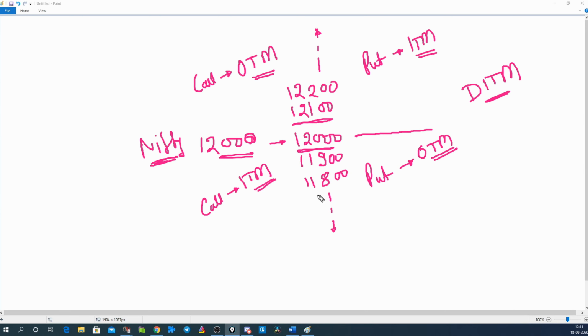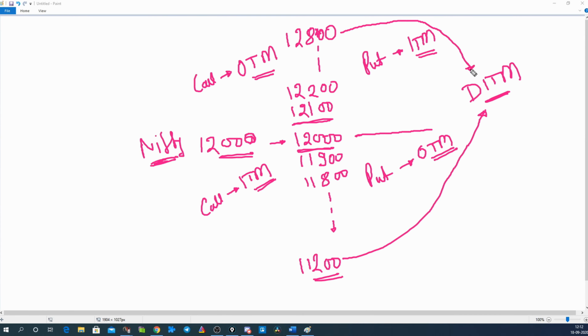When you talk about deep in the money options, whether it is call or put, in case of a call, it will be way below the current market price. So let's say someone is buying a call with the strike price of 11,200. This is a deep in the money call option. Similarly, if someone is selling, let's say 12,800 put option, this put option will be deep in the money.